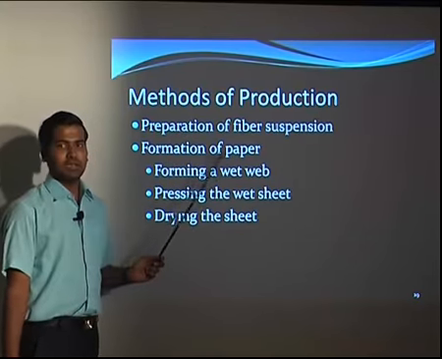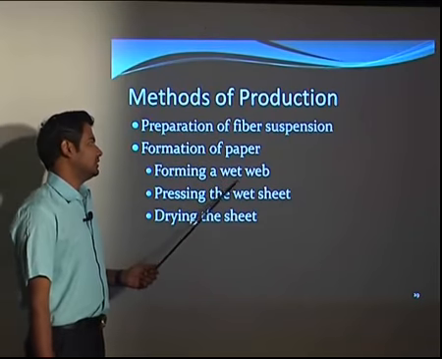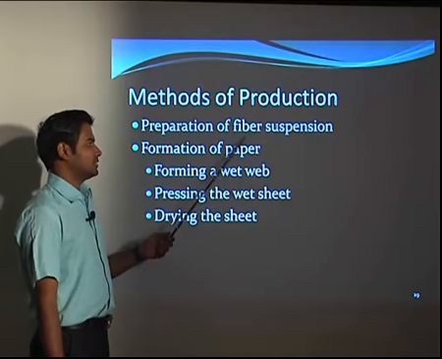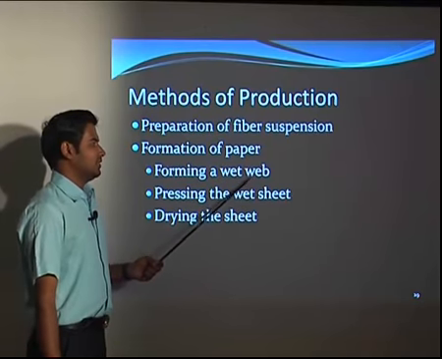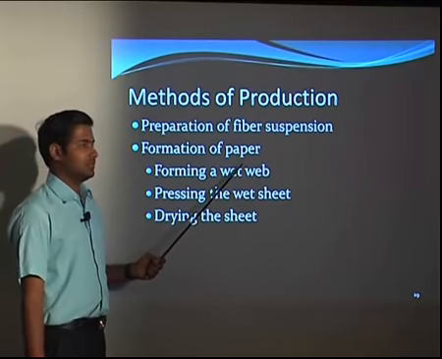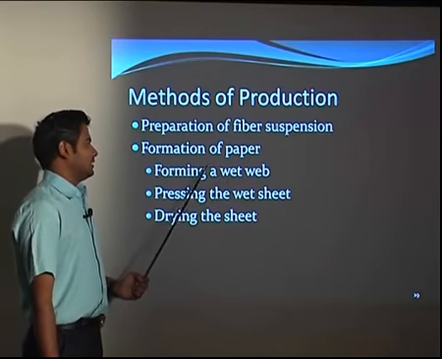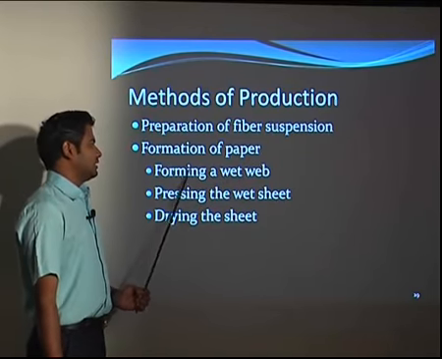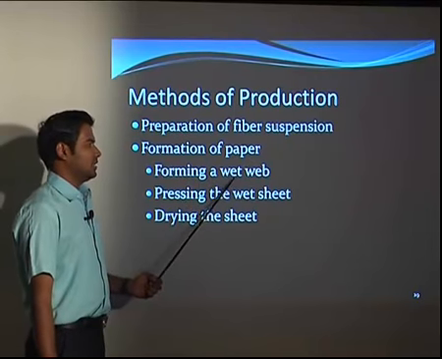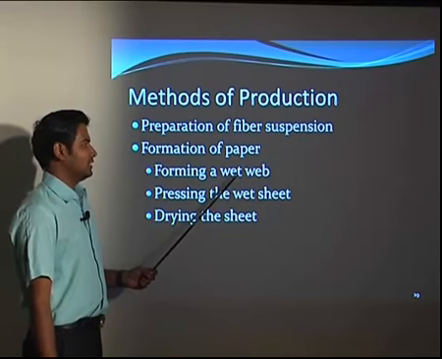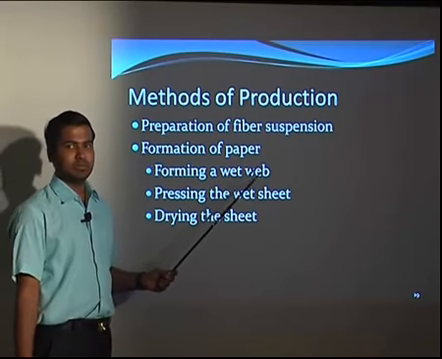So generally on the string, the mesh, the paper suspension will get, and they will form the wet web of the fibrous material over the mesh surface. Then the forming of the wet web may run at 5 meters per minute or 500 meters per minute, depending upon the quality of paper required.